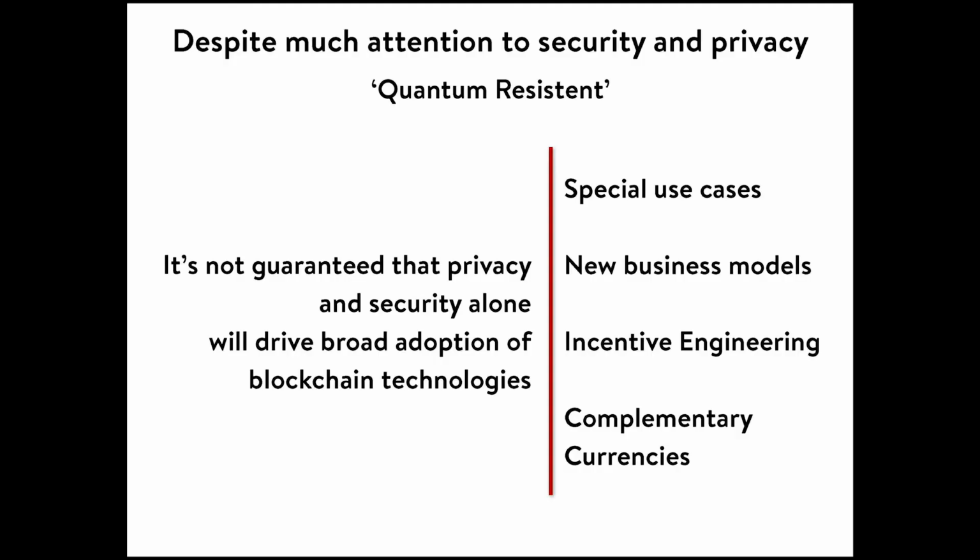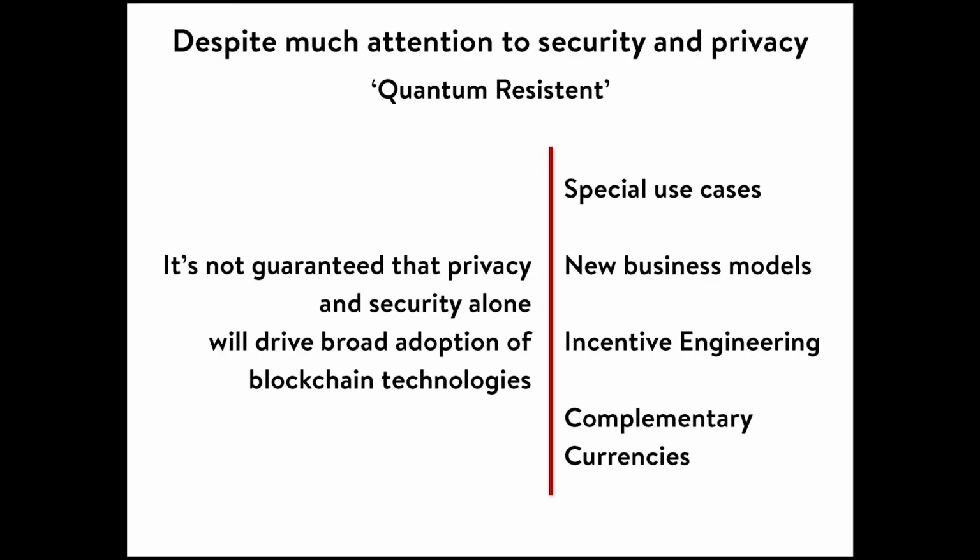There may be special use cases where this is true, but what's probably going to drive adoption of technologies much more are new business models and incentive engineering that you can do by virtue of making it very easy to issue complementary currencies. This is one example. So as you develop technologies and as you develop products and start companies, keep in mind that a value proposition of quote unquote just privacy and security may not be enough. Almost certainly you're going to want to think about how to incentivize certain behaviors or incentivize certain economics or marketplaces that you couldn't otherwise do.